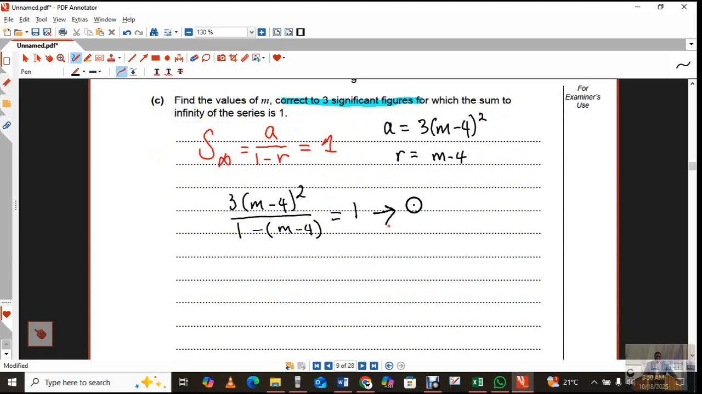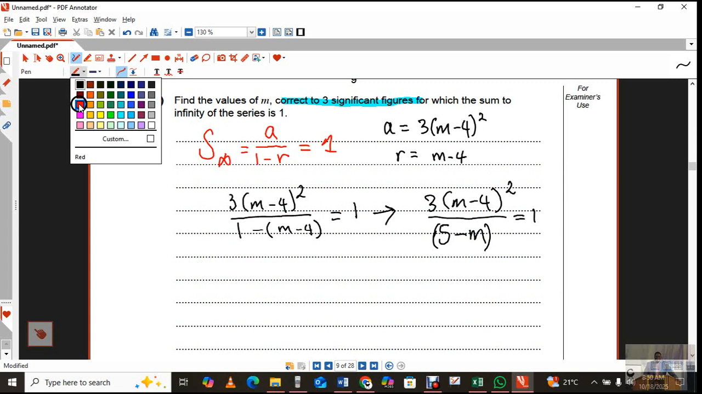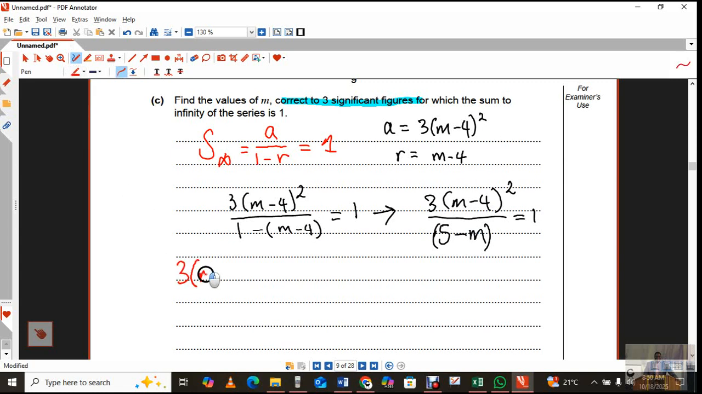Right, because of space, I'm just going to continue to simplify the denominator a little bit more. You have 1 minus 4, 1 minus -4, that's going to be 5. So that is 5 minus m, and this is equal to 1. Right, so you can see that I will now do cross multiplication. So I'll have 3(m minus 4) squared is equal to 5 minus m if you multiply that.